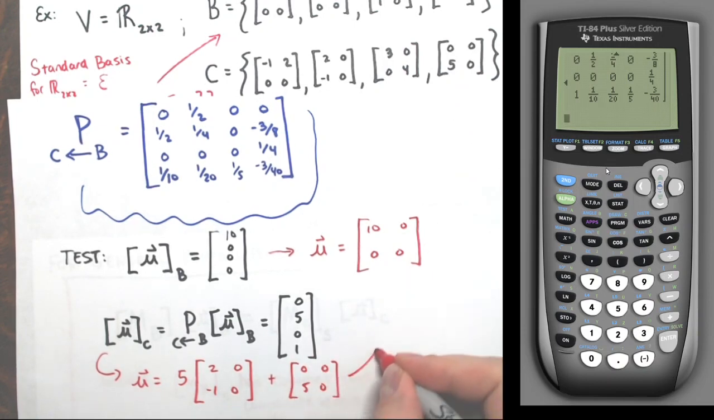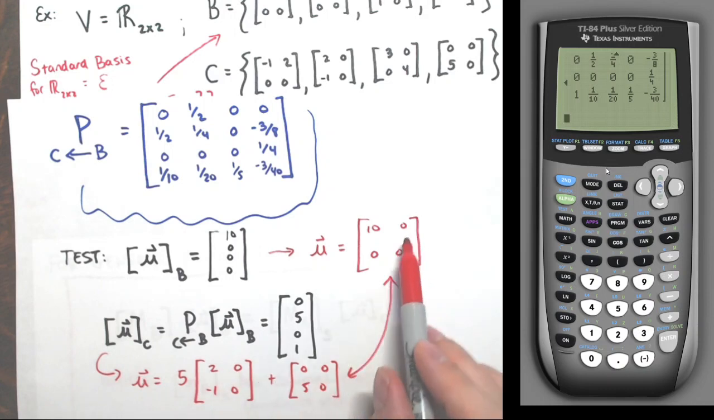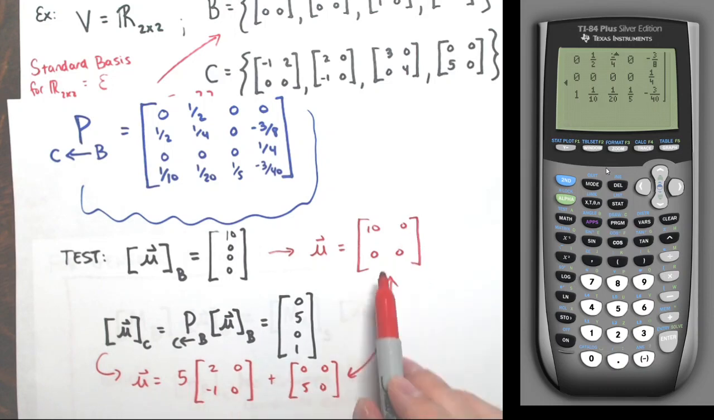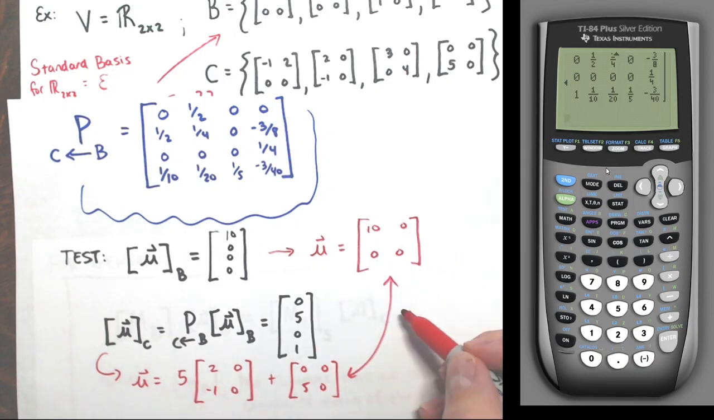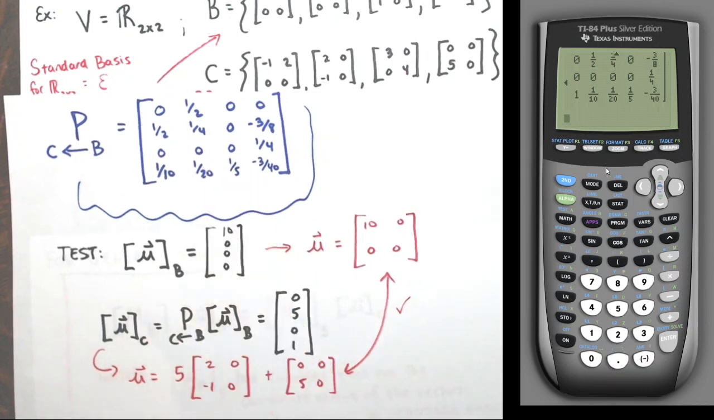And let's see, would this be equal to this? Are they the same? Well, 5 times 2 is 10, plus 0 is 10, great. And then 0 plus 0 is 0. Negative 5 plus 5 is 0, and then 0 plus 0 is 0. Fantastic. All right, so this matrix I have here, this crazy 4 by 4 matrix with all the decimals, looks like it's a good transition matrix from coordinates in B to coordinates in C.